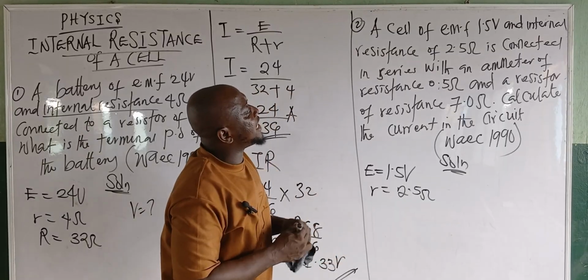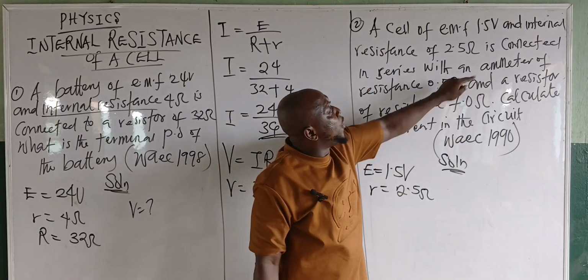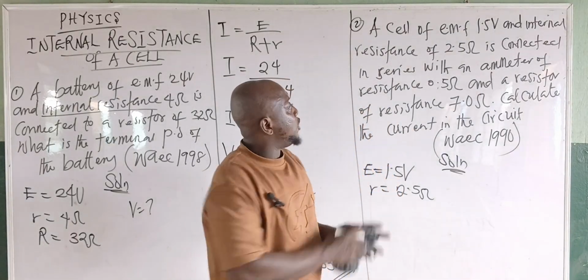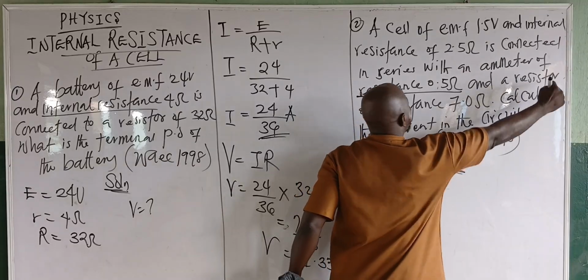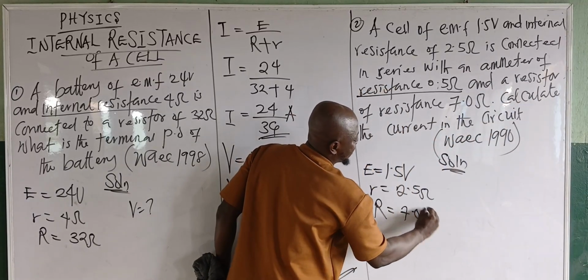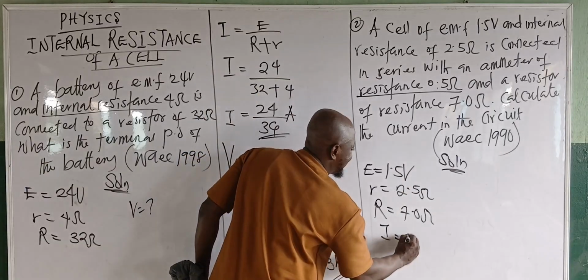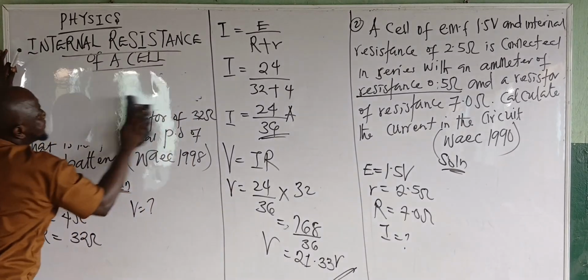Here, they said it's connected in series with an ammeter of resistance. We don't need the ammeter in the formula, so we are going to ignore this one. This is what we need. And a resistor, that means big R, is given to be 7.0 ohms here. So we calculate the current, I. It's very, very simple going forward. We want to use that formula.